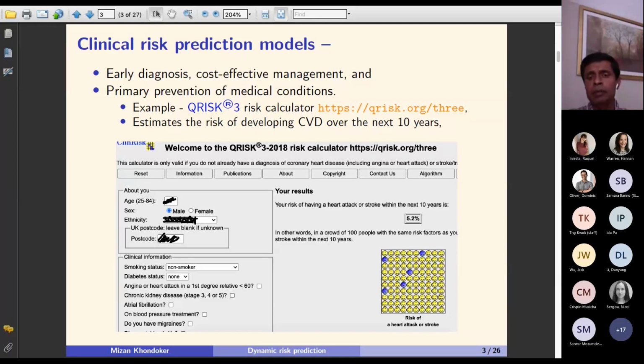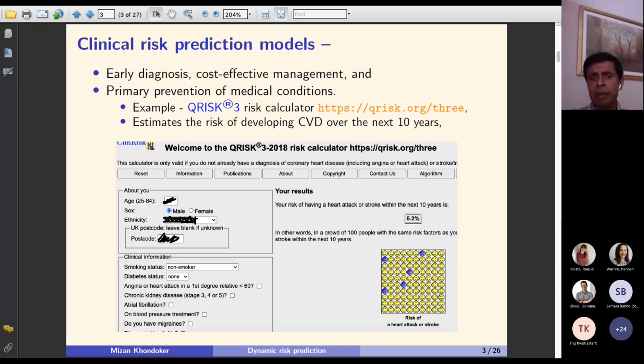So as I said, this is not a dynamic predictor. It only uses current values of the biomarker, your current data, ethnicity, gender, as well as some of the blood measures for estimating the risk of cardiovascular disease.